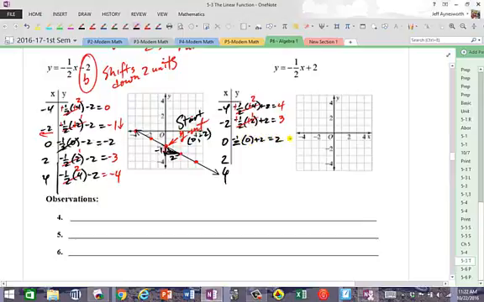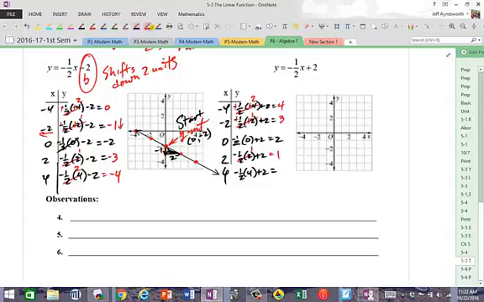Negative 1 half times 2 plus 2. Well, you divide first. 1 times negative 1 is negative 1. Plus 2 is 1. Negative 1 half times 4 plus 2. Well, you divide first. 4 divided by 2 is 2. 2 times negative 1 is negative 2. Plus 2 is 0. So here we go.